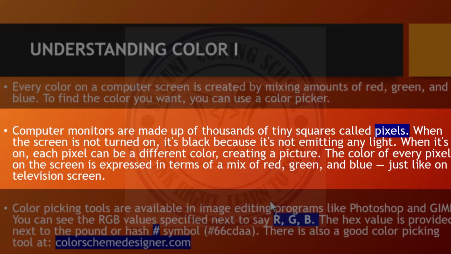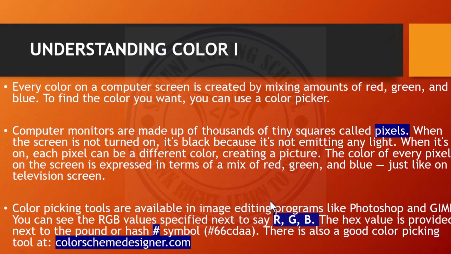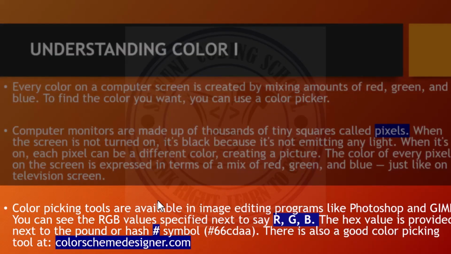Okay, the color of every pixel on the screen is expressed in terms of what? The RGB, just like we explained. Our television screens also explain how the RGB works. Every color at all can be expressed by the mixture of a little amount of what? Of RGB. Color picking tools are also available in image editing programs like Photoshop and GIMP.